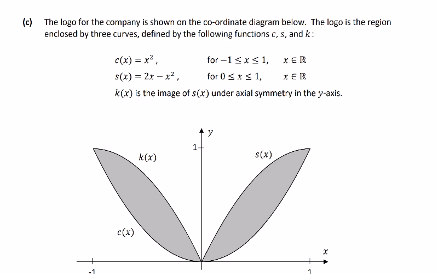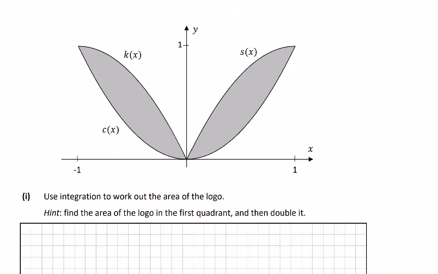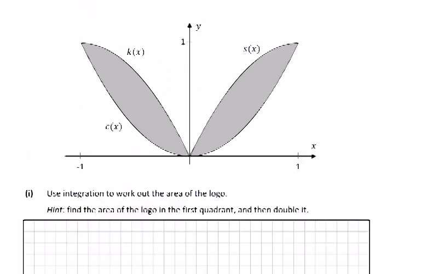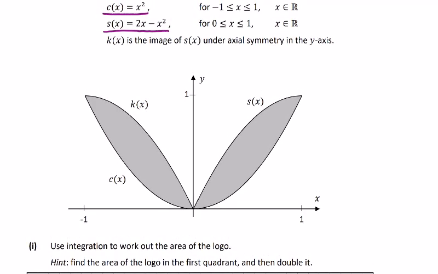Then we have this logo shown. The logo is in the region enclosed by 3 curves defined by the following functions, c, s, and k. And we have c of x is equal to x squared. S of x is 2x squared minus x squared. And we have axial symmetry going right to left, and we're asked to use integration to work out the area of the logo. And they actually give you a big hint here. Just do the one in the first quadrant and double it.